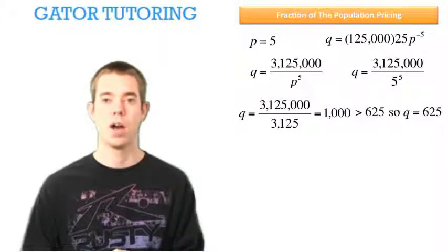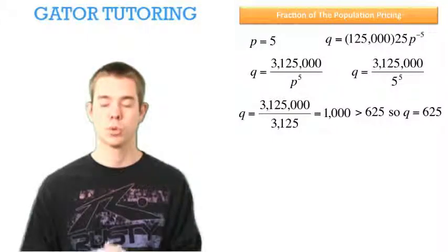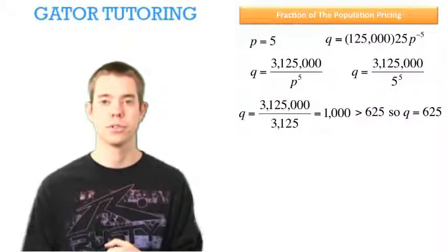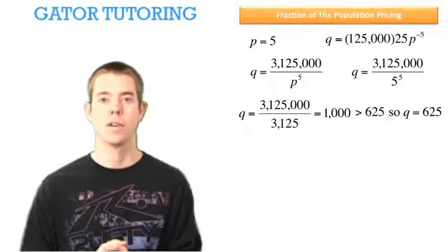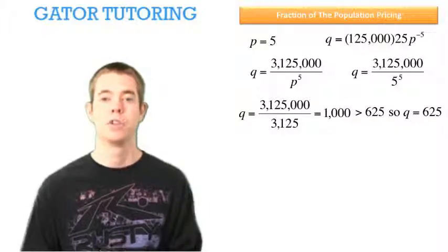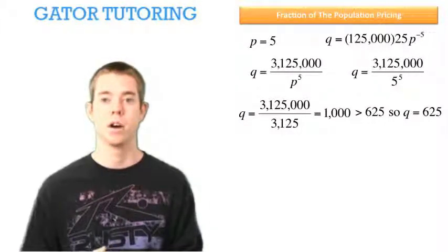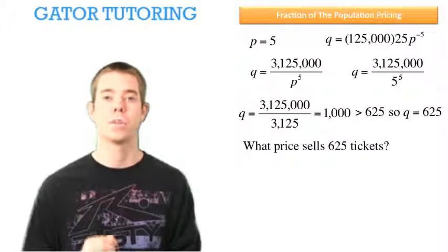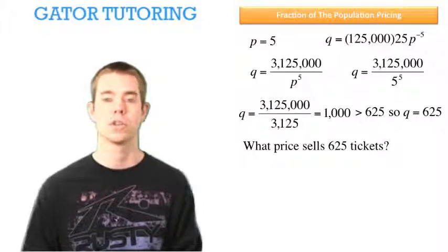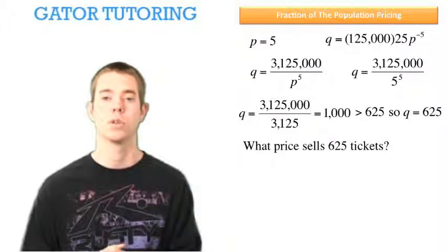Let's talk about why. At a price of $5, which was our optimal price, we sold 1,000 tickets. Well, the building can only hold 625, so we know that we're going to have a packed out building. That's not a problem. So we know that we're going to maximize our building capacity, which in this case is 625 seats. So we need to find the price that sells 625 tickets, because that's the maximum we can hold.